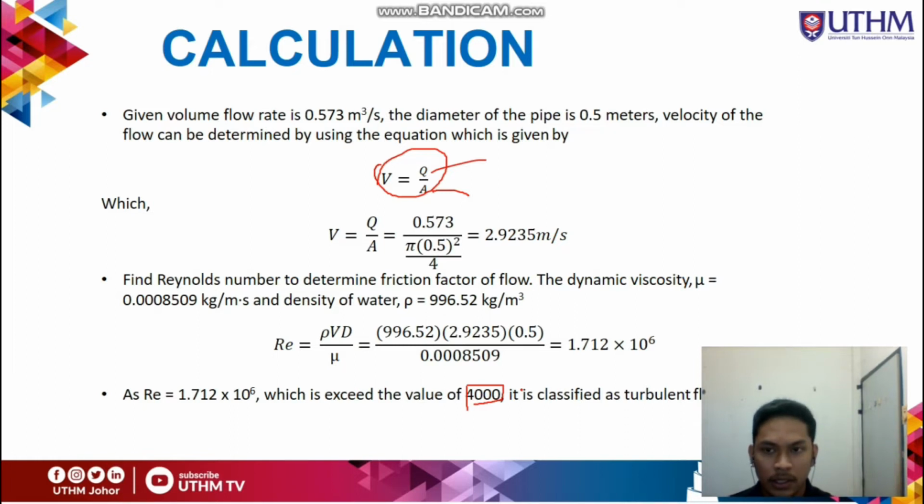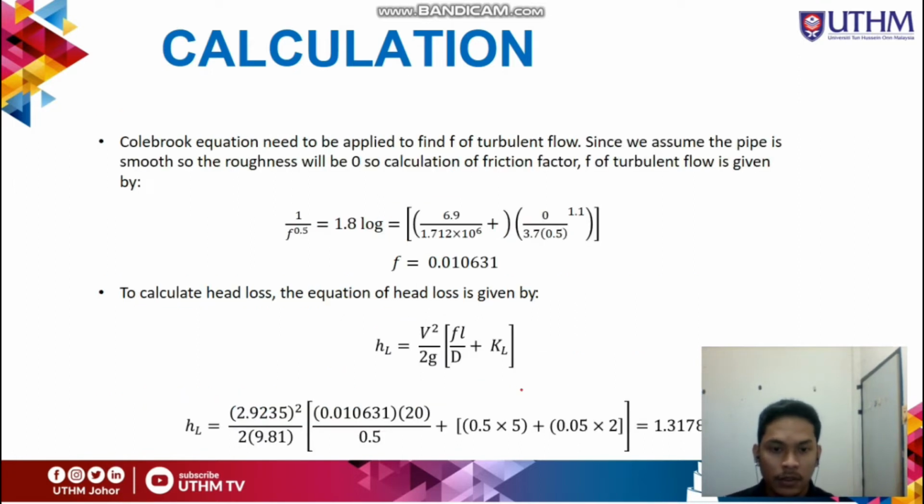Okay, next. After we know that the Reynolds number indicates turbulent flow, we have to use the Colebrook equation to find the friction factor, which is F.